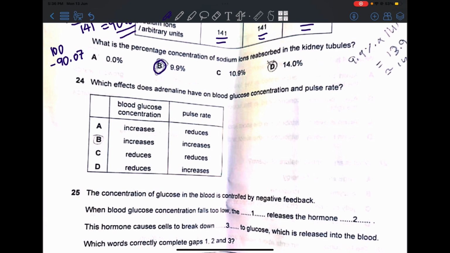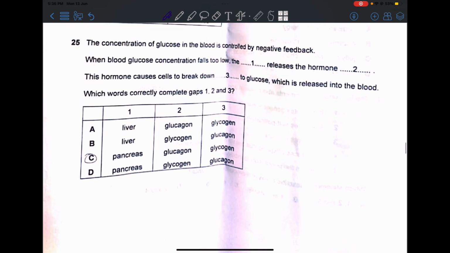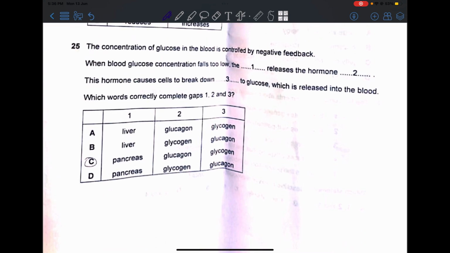24. Which effects does adrenaline have on the blood glucose and pulse rate? Of course, they both increase, so our answer is going to be B. 25. The concentration of glucose in the blood is controlled by negative feedback. When blood glucose concentration falls too low, the 1 releases the hormone 2. This hormone causes cells to break down 3 to glucose, which is released into the blood. Which words correctly complete gaps 1, 2, and 3?